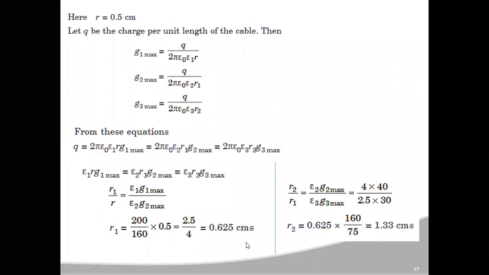In a similar way, by considering the next two equations, you can calculate the R2 value. R2 by R1 is equal to epsilon 2 G2 max by epsilon 3 G3 max. Epsilon 2 is given, G2 max is given, epsilon 3 and G3 max are also given, and R1 you calculated from before. So if you substitute all the values, you get R2 as 1.33 centimeters.